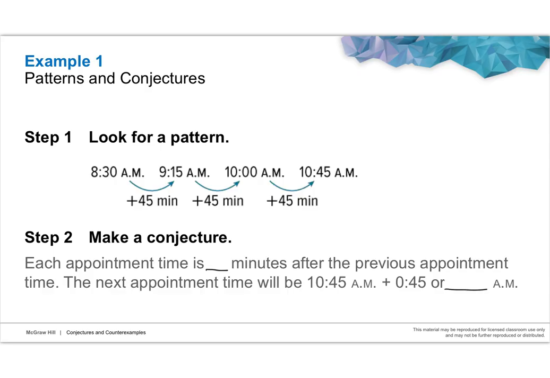Just for your information, this is an example that shows what's known as a constant sum. In algebra, we call this an arithmetic sequence. But as we look at the pattern, we see that each appointment time is 45 minutes after the previous appointment. And so the next appointment time will be at 10:45 a.m., where we left off, plus another 45 minutes, or 11:30 a.m.